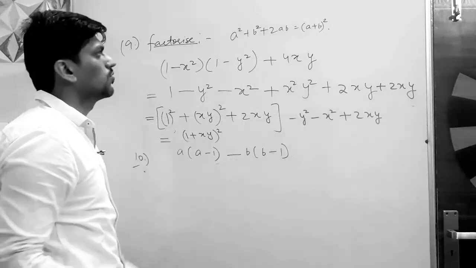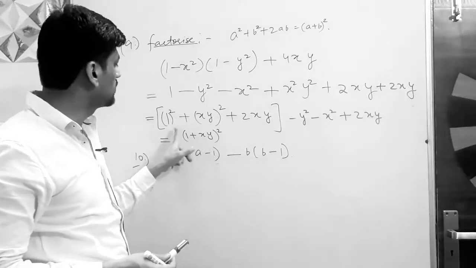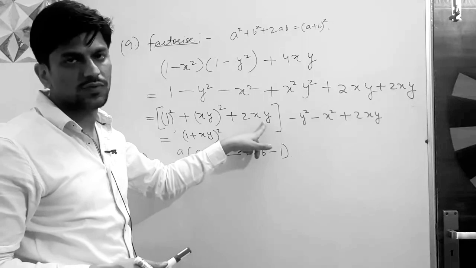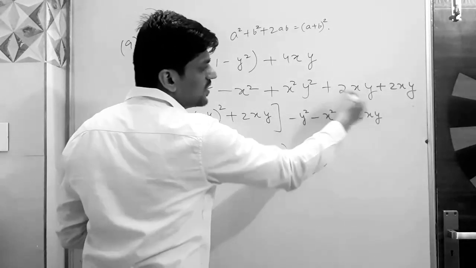Both ways are same. So we are just changing this to this. A is 1, b is xy. So 2xy into 1, you can write it. So 1 plus xy to the whole square. Minus. Take minus common from these three terms.